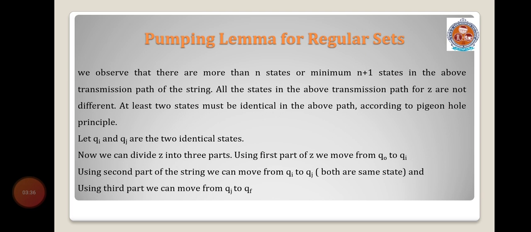Now we can divide our z string into three substrings. Using the first part of z, we can move from initial state q naught to qi. Using the second part of the string, we can move from state qi to qj. Both qi and qj are same. And finally, by using the third part, we can move from qj to the final state qf. In such way, the string z can be divided into three parts, and those three parts are known as uvw.